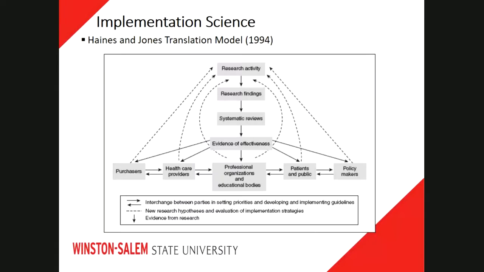So here's the Haynes and Jones translation model. Here you can see at the top where they start with a type of research activity, or they're doing research activity, obviously generate findings that then contribute towards systematic reviews, and therefore resulting in evidence of effectiveness. So you have this evidence that shows this particular intervention works.